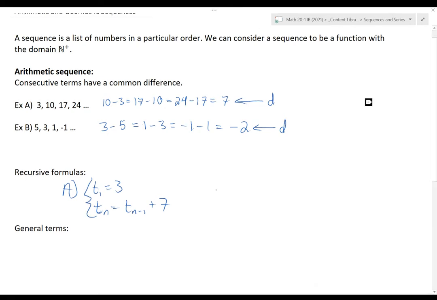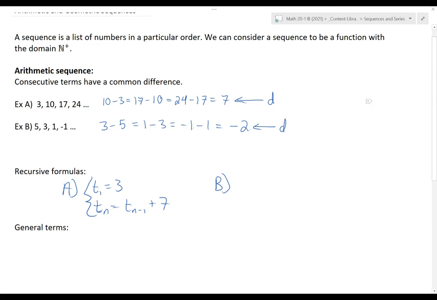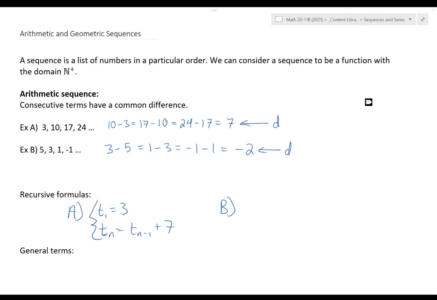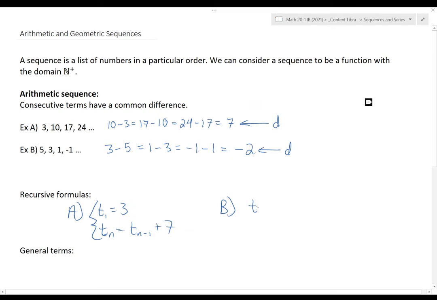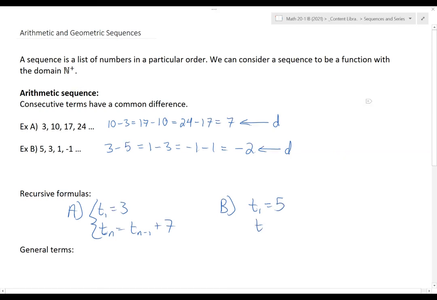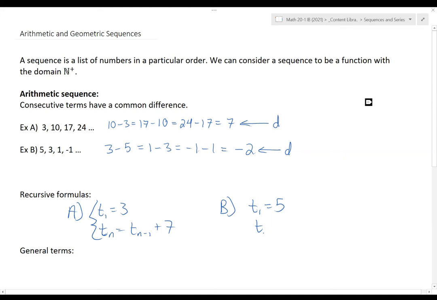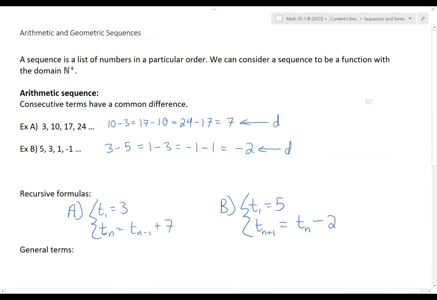For example B, T1 is going to be equal to 5. And I'm going to define the recursive formula slightly differently. Instead of using n and n minus 1, I'm going to use n plus 1. So Tn plus 1 is Tn, which would be the previous term to that one, minus 2. So either one of these would be an acceptable recursive formula for these two examples.